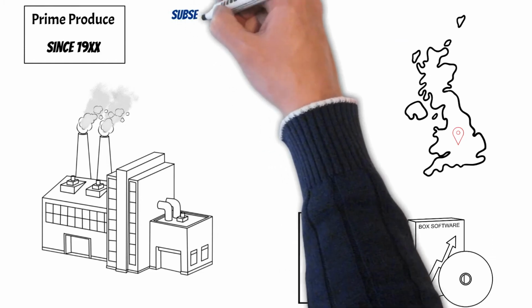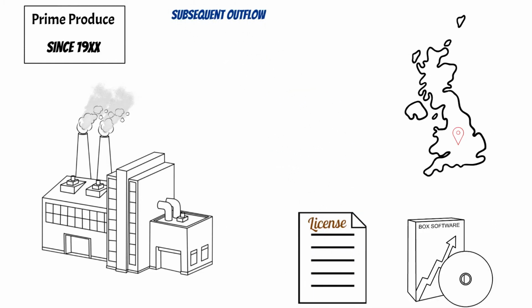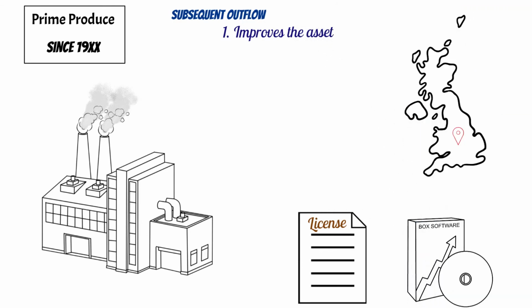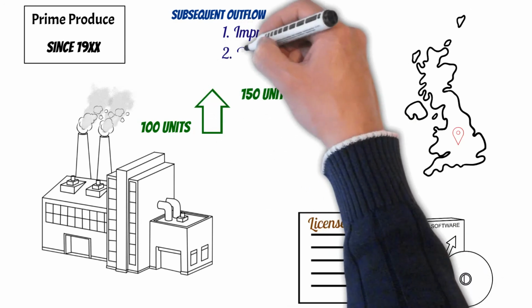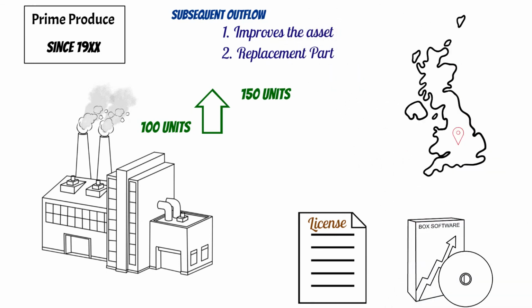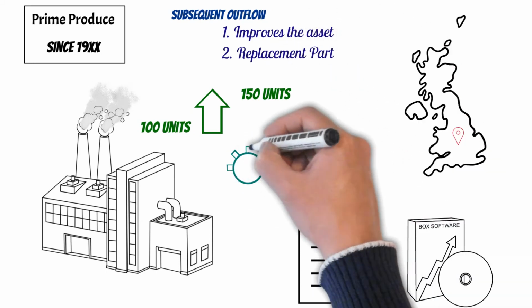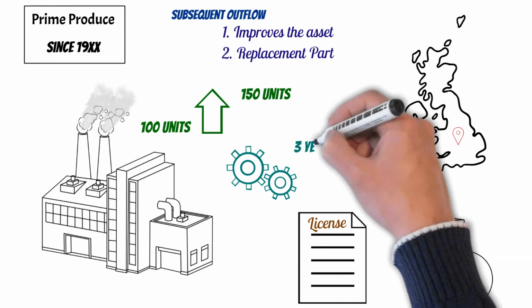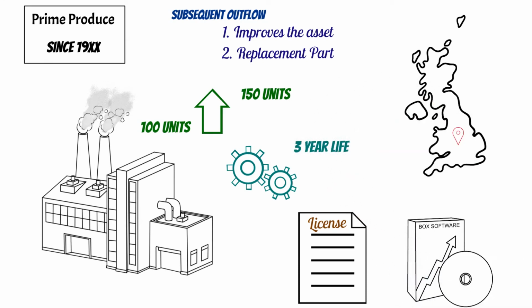Subsequently, the company may incur some additional outflow on the plant like enhancements or repair and maintenance. So whether that should be capitalized. The rule is it can only be capitalized if it improves the asset. For example, the capex increases the installed capacity from 100 units per day to 150 units per day, or it is a replacement part. For example, the plant is expected to operate for 10 years, whereas a moving part is to be replaced every 3 years. So the cost of the moving part will be capitalized for the next 3 years.